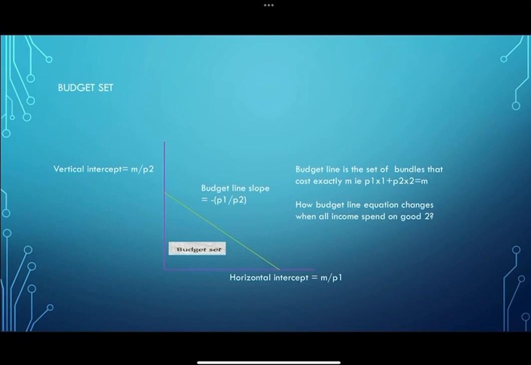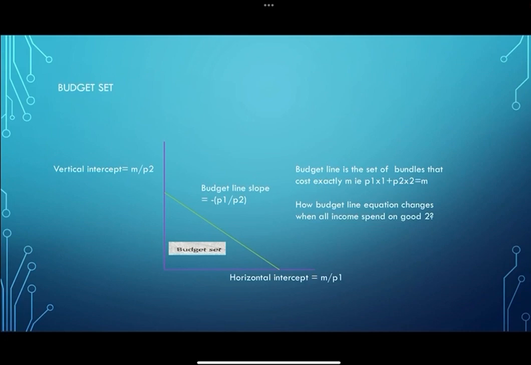See, this region which lies below this budget line is known as the budget set. Budget line is the set of bundles that cost exactly equal to M. The cost of the two commodities equal to your income is called the budget line. But if the cost of the commodities you consume is below your income, it is known as the budget set. That is why it is lying below the budget line.